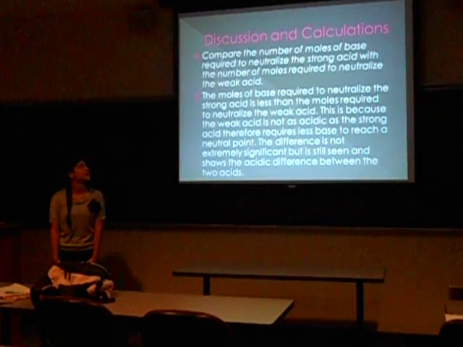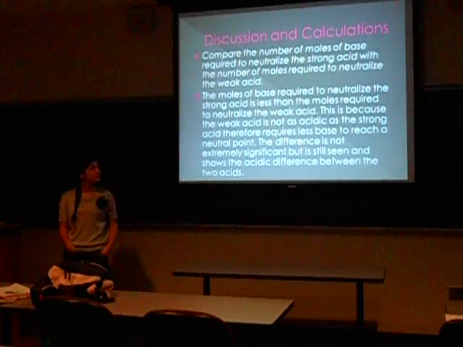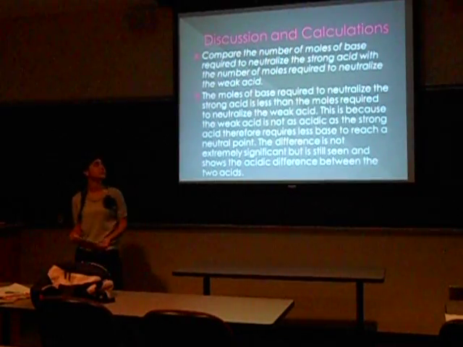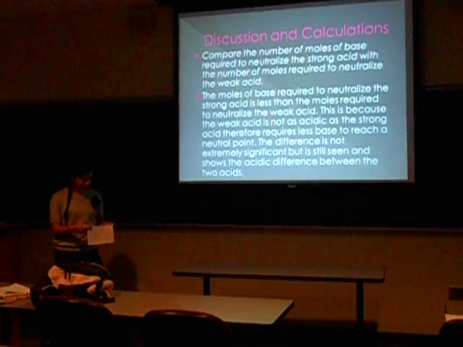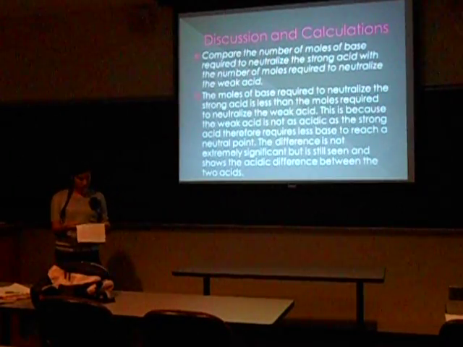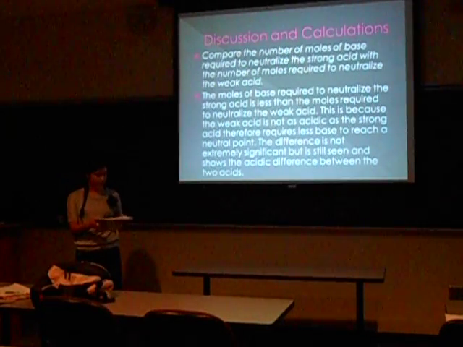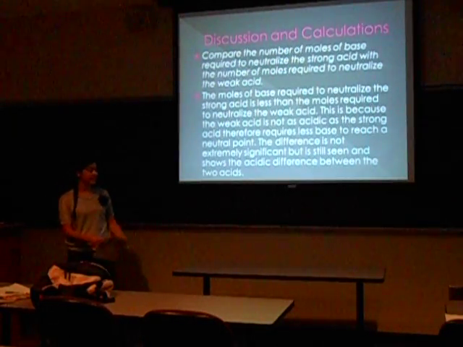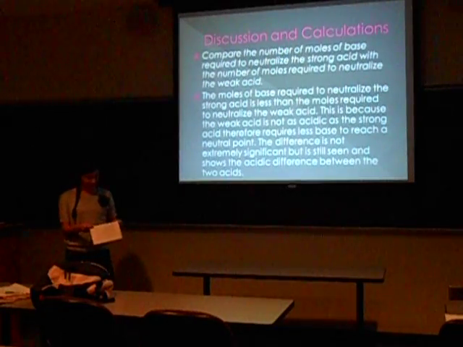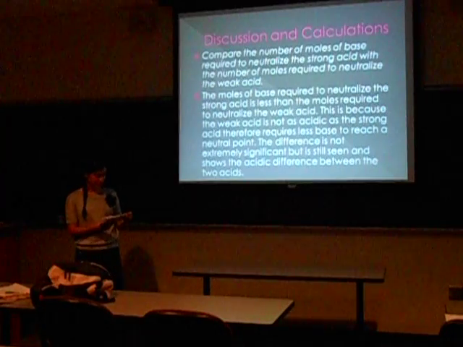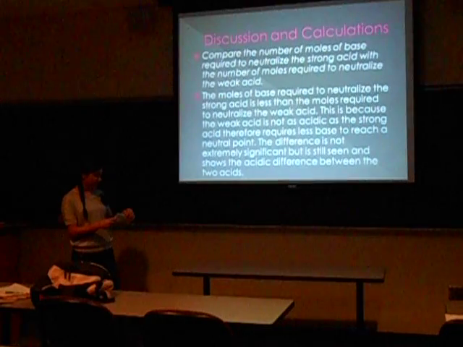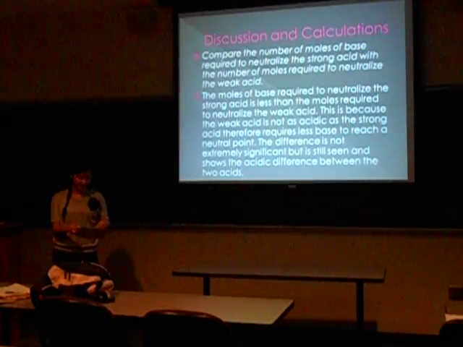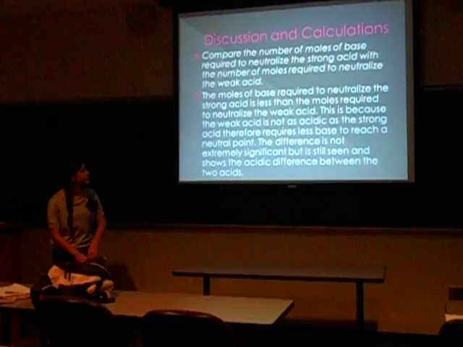After that, we had to compare the number of moles of the base required to neutralize the strong acid with the number of moles required to neutralize the weak acid. And when we did this, we noticed that more moles were required for hydrogen, or HCl, I'm sorry. And this is because the concentrations of NaOH are the same, so it depends on equivalence points. And it'll take just as much NaOH to neutralize acetic acid as it will for HCl.